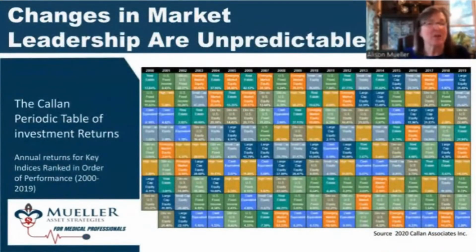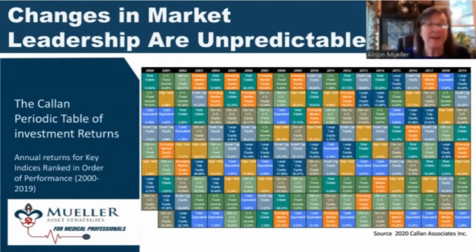So changes in the market, they're unpredictable. I want you to take a look at this chart. Fancy the Callan periodic table of investment returns, okay? So what it is, all you need to be able to do is see the colors. So this shows how various investment categories performed over the past 20 years. And the best way to understand this chart is try to pick out one color and see from year to year how it moves on the chart. So just to make it simple, let's pick that dark blue color. And when you look at that dark blue color, what you're going to see is that it's in different places on the chart every year.